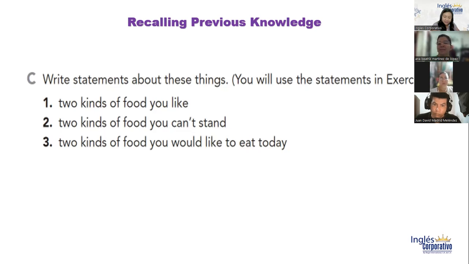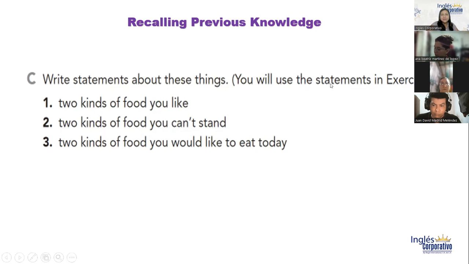Okay, now guys, this was the homework. Nobody sent the homework, but you are gonna do it right now. And if you did the homework, it's gonna be easier for you. You will write a statement about two kinds of food you like, two kinds of food you can't stand, like, ooh, awful, you can't eat it because you can't stand that, and two kinds of food you would like to eat tonight, right?